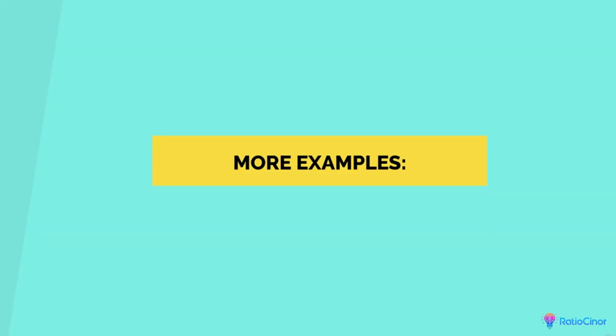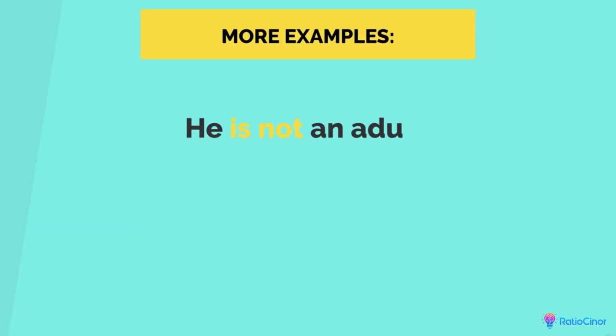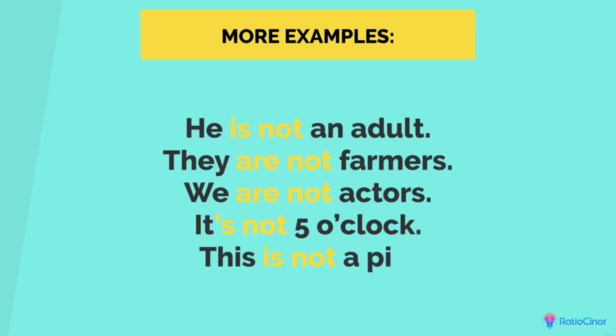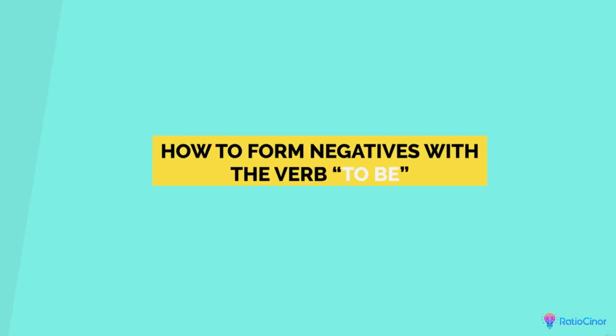More examples. He is not an adult. They are not farmers. We are not actors. It's not 5 o'clock. This is not a pig. That's not my bag.